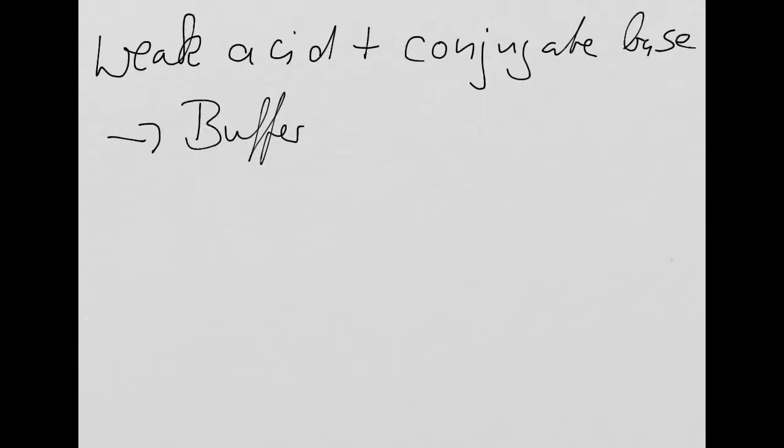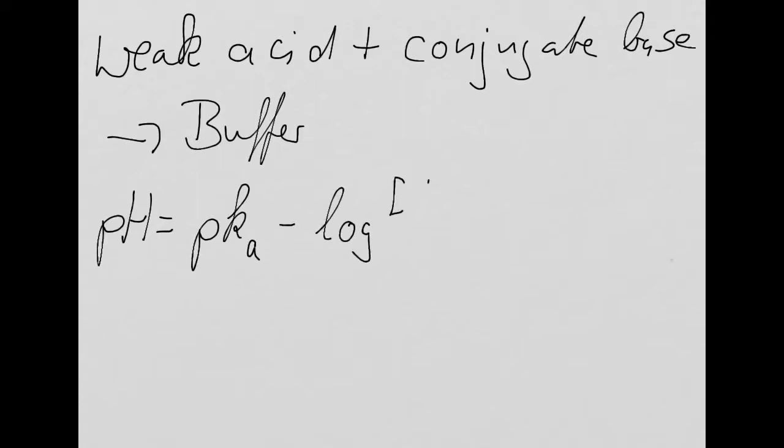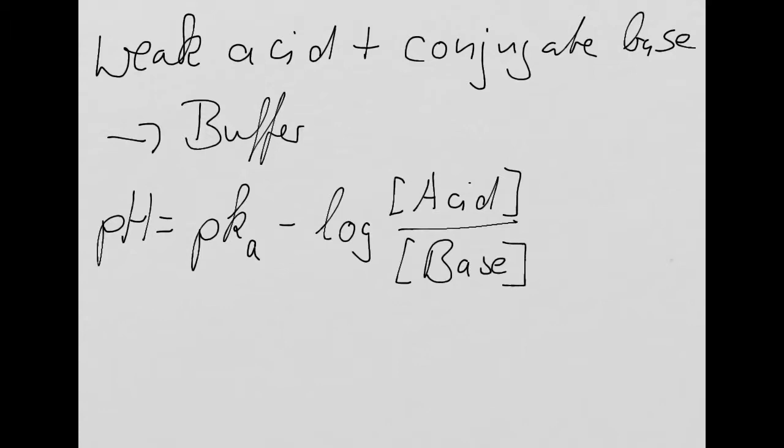And for these buffers, we said we have this famous Henderson-Hasselbalch equation. So whenever you hear the word buffer, and it's not related to a train, use the Henderson-Hasselbalch equation. And this is pH equals pKa minus log of the acid concentration divided by the base concentration. Yeah? This is the Henderson-Hasselbalch equation.